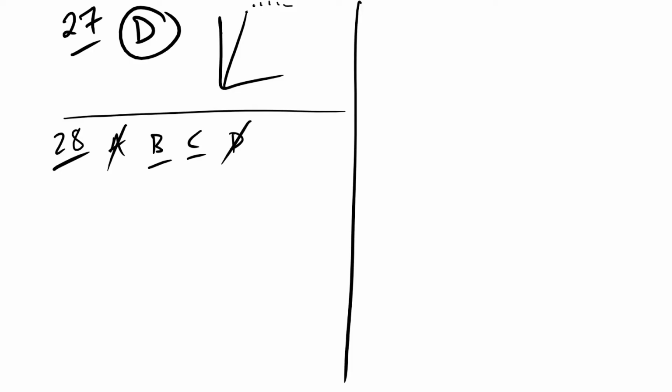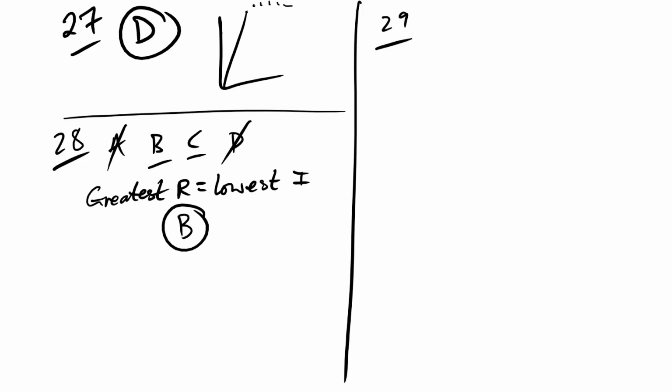So therefore we want the one with the greatest resistance out of B and C. We want the greatest R, so that means the lowest current. Yes, you could use Ohm's law if you want to, but it's fairly obvious that it's going to be B. 29, what shows the resistances of an ideal ammeter?